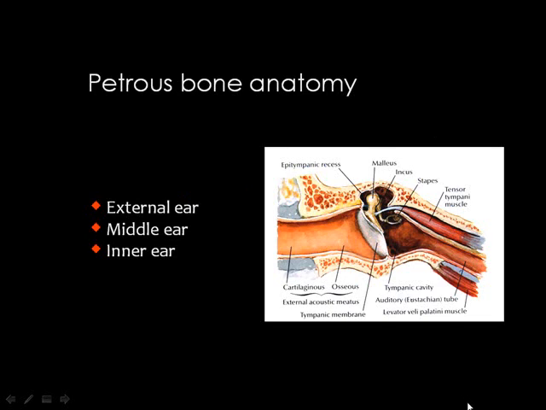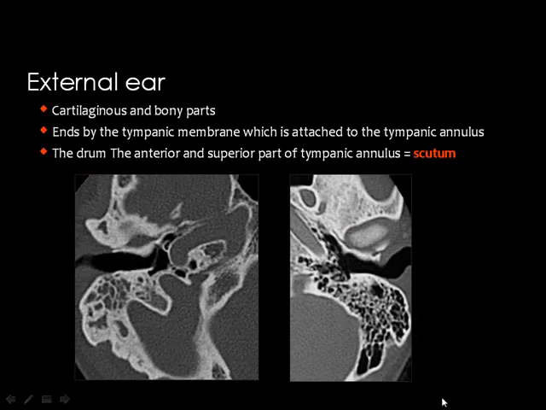Then, in order to know the anatomy of the Petrous bone, we divide it into three major parts: the external ear, the middle ear, and the inner ear. As you all know, the external ear is made of a cartilaginous portion and the bony portion ending by the eardrum. And this can be seen easily in the CT scan, and you can see the air in the external ear extending until we can reach the region of the eardrum.